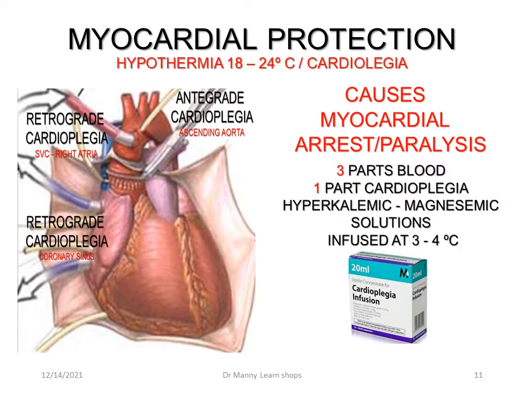Then you've got myocardial protection, and this is a combination. You've got cardioplegia and you've got hypothermia, 18 to 24 degrees. And this causes myocardial paralysis, well, the cardioplegia does. And cardioplegia basically consists of 3 parts blood and 1 part cardioplegia. And this is a hypokalemic, hypomagnesemic solution, and it's infused at about 3 to 4 degrees centigrade. And it's typically retrograde through the superior vena cava into the right atrium, and also retrograde via the coronary sinus.